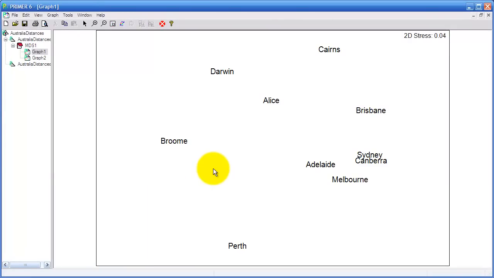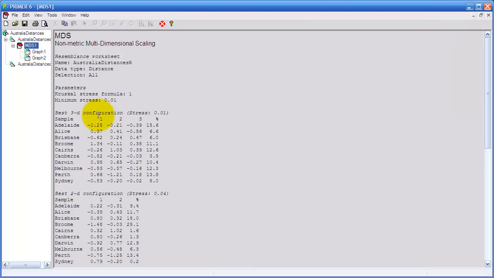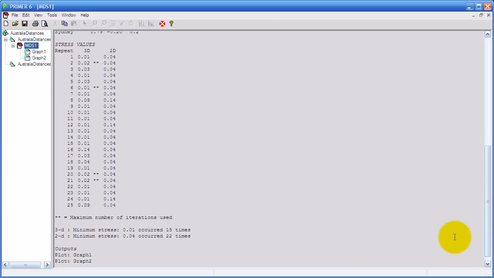And here we go with the result. Now, the first thing is the stress up here in the corner, 0.04. Stress measures the difference between the original ranking and the ranking based on the map that comes out here. I'll come back to the map in a second. So here it's putting out the best configurations, and from these it pulls out the best graph.